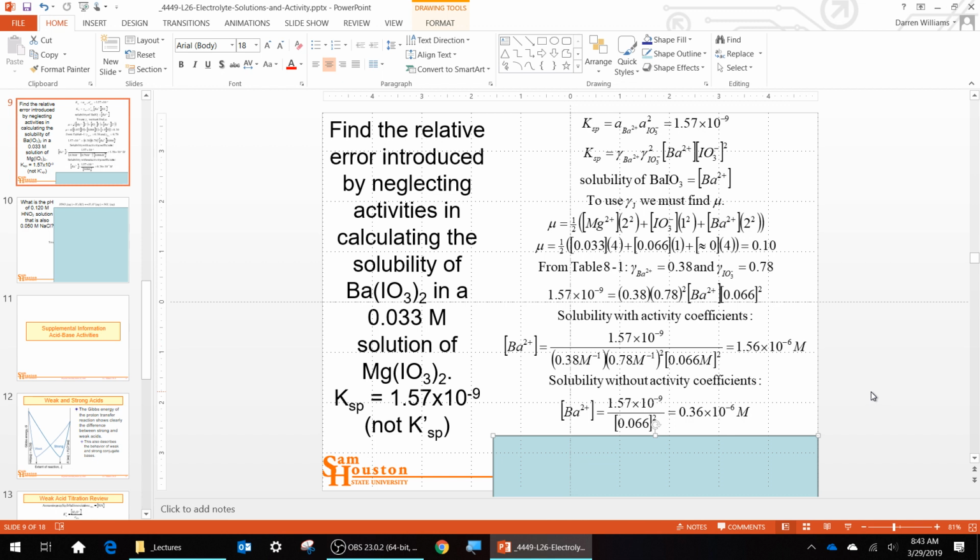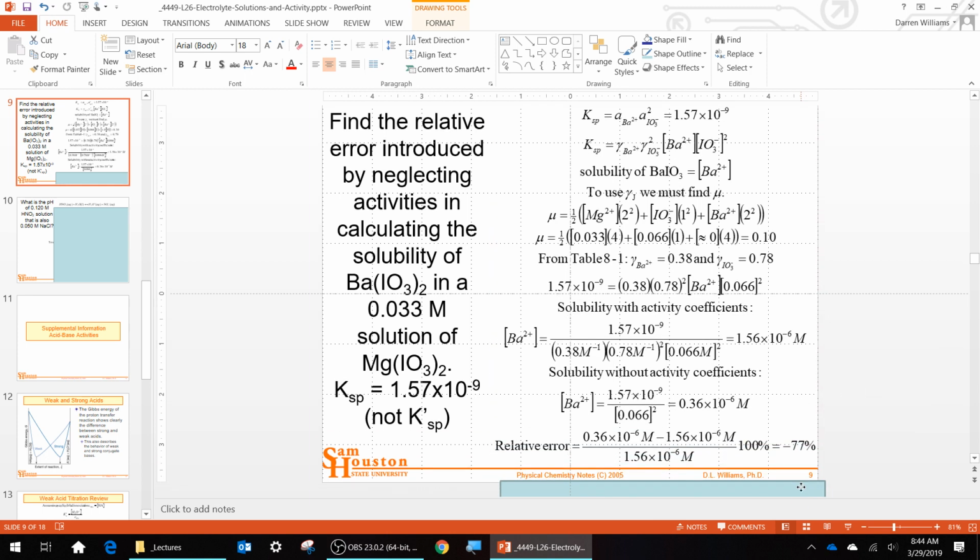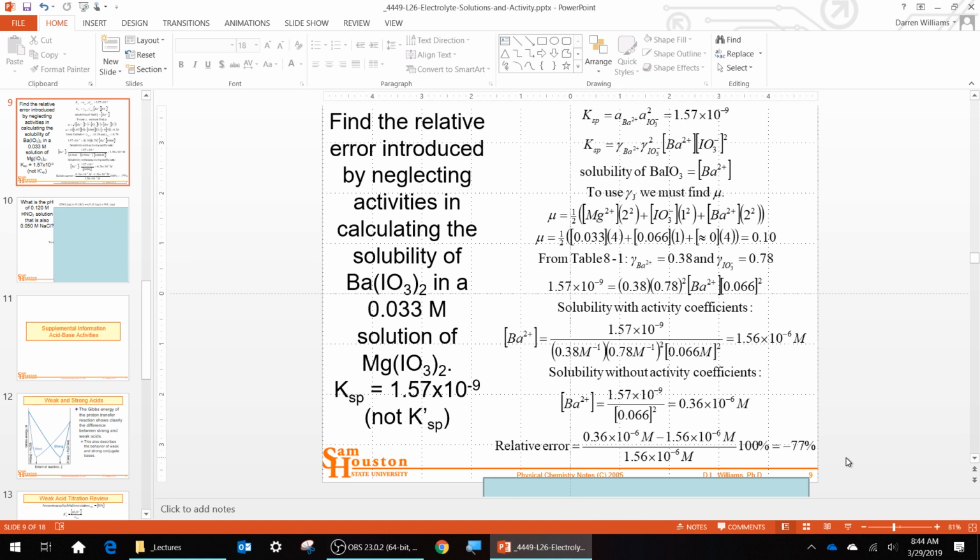If we were to just use our freshman chemistry way of doing this problem without ionic strength and without all of that, we would get 0.36 times 10 to the minus 6. But in reality, it's 1.5. So it's about 5 times higher. That's a big amount of error. So that's 77% off. It would essentially be 5 times higher than what it was. So they're important. You'd get the wrong answer if you didn't take into account the ionic strength. And y'all are finding that out in the nickel glycinate lab.